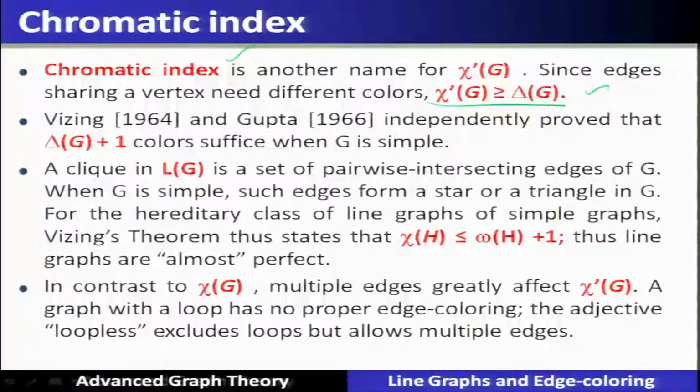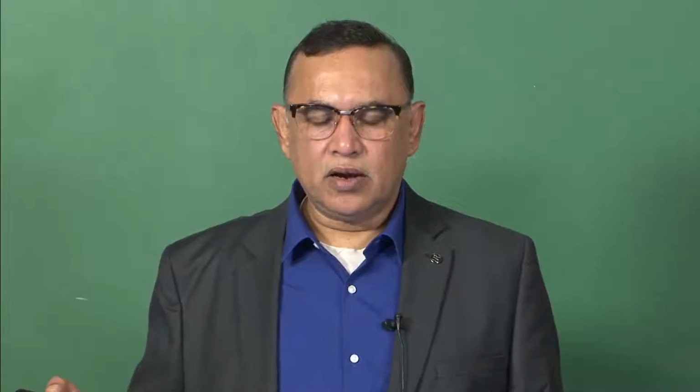Vizing and Gupta independently proved that delta G plus 1 colors suffice when the graph is simple. So we will see what the conditions are when the edge chromatic number of a graph, that is chi prime G, is at least delta, and what the conditions are as far as the Vizing and Gupta theorem, that this particular chromatic index will become delta G plus 1.